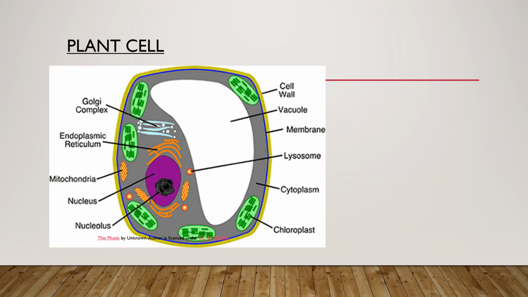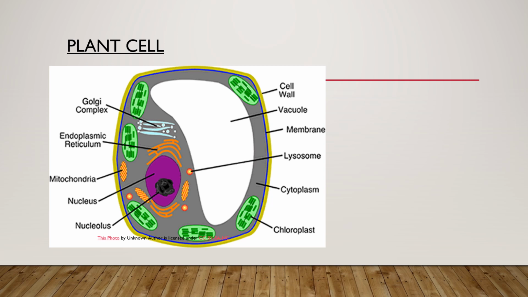As you see in the plant cell structure, we have Golgi complex, endoplasmic reticulum, mitochondria. We also find mitochondria in animal cells, but we're going to discuss that later. We have nucleus here, we have nucleolus, we have lysosome, membrane, vacuole, cell wall, chloroplast, and cytoplasm.